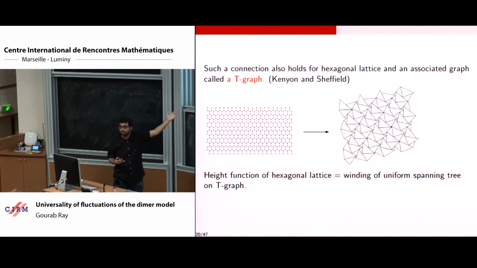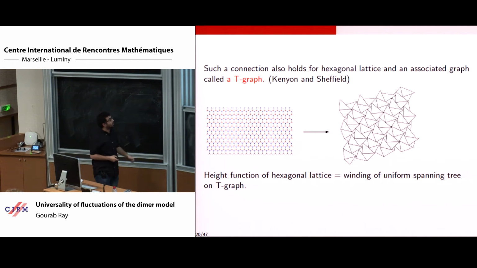It's called the T-graph, for the reason that it's a union of segments, and the segments sort of meet each other in a T. Okay, and the crucial connection is that if you take a uniform spanning tree on the T-graph, the winding gives you the height function. Okay, so it's an extension of this Temperley result for the hexagonal lattice.